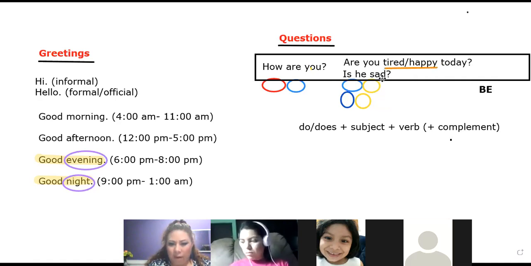Okay, very good. Solo voy a mover esto, porque es un espacio, porque si no, no voy a tener dónde poder escribir.